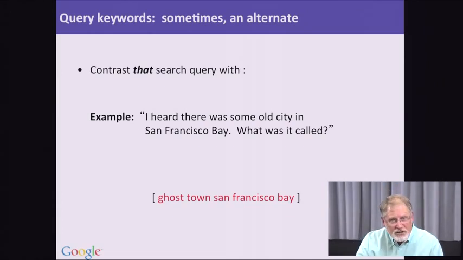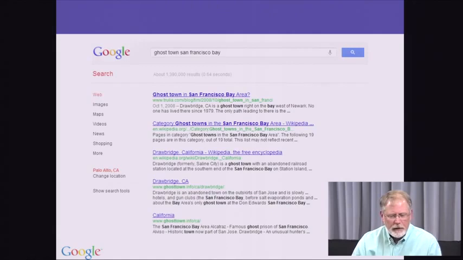So when we do this query, look what happens. We end up with some results that are exactly on target, very precise. So here we see the very number 1 result. The very first result says that Drawbridge, California is a ghost town right on the bay. South San Francisco Bay, there's this beautiful ghost town, Drawbridge.